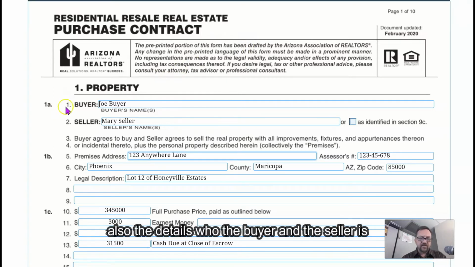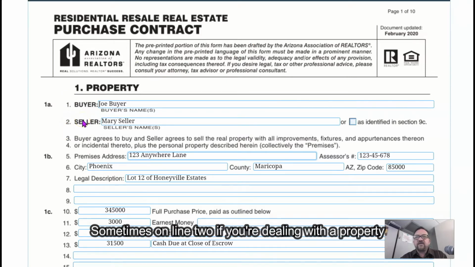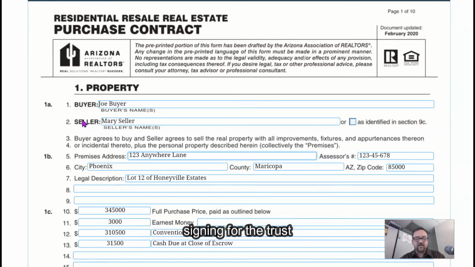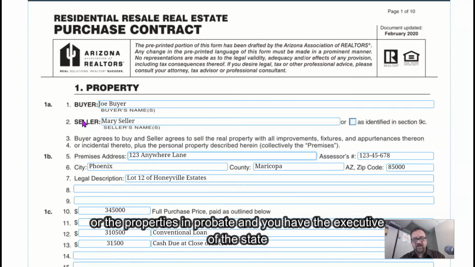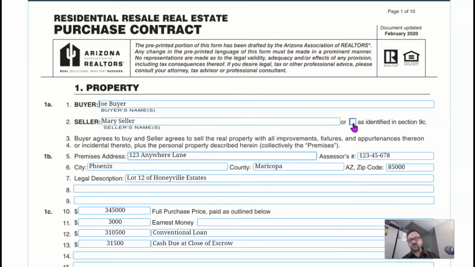It also details who the buyer and seller is on lines 1 and 2. Sometimes on line 2, if you're dealing with a property that is a family trust, you're going to have a person signing for the trust, or if the property is in probate and you have the executor of the estate, the seller's name might be different. If you don't know exactly who's going to be signing the other side, there's a little box right here that says as identified in Section 9C. That allows the seller's agent on the other side to fill in the details, especially if they haven't actually put that down in the MLS, which you see is getting more and more common.